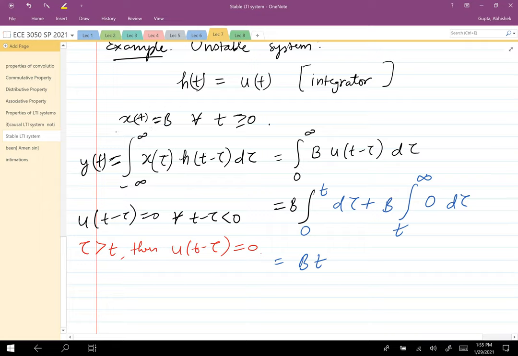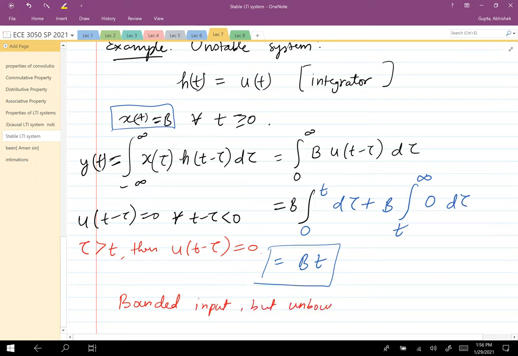So even though the input is bounded, my output will become unbounded as t goes to infinity. So the integrator is an LTI system which is unstable.